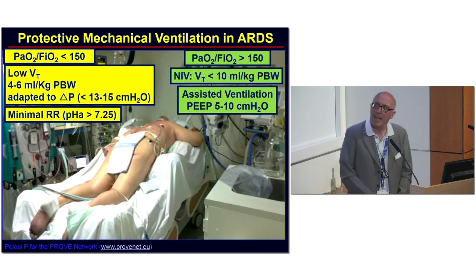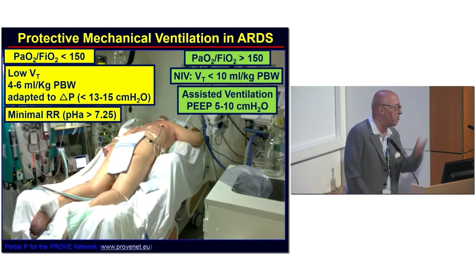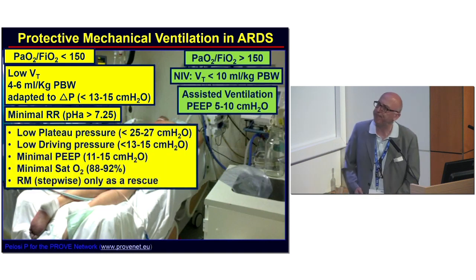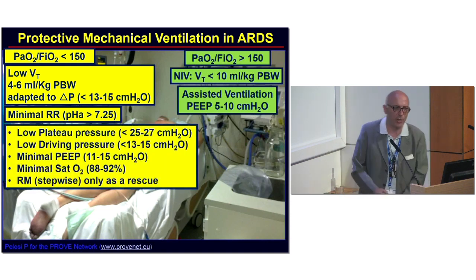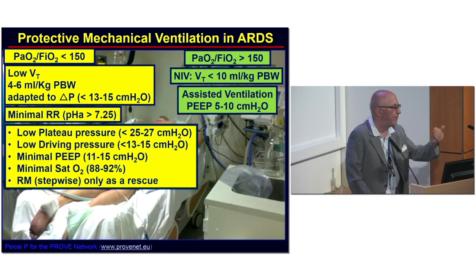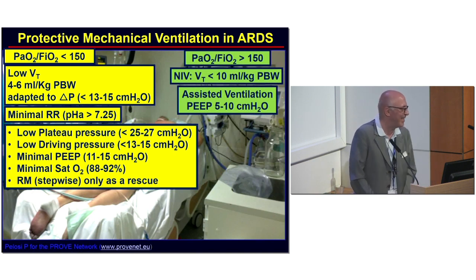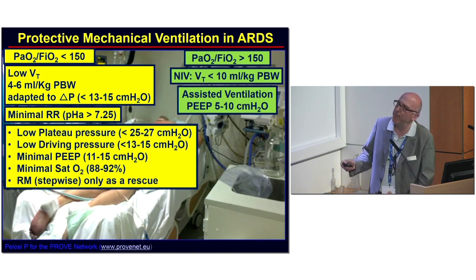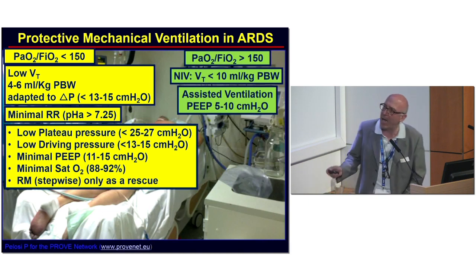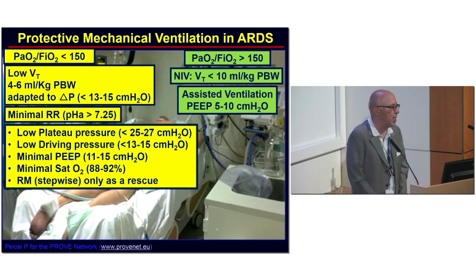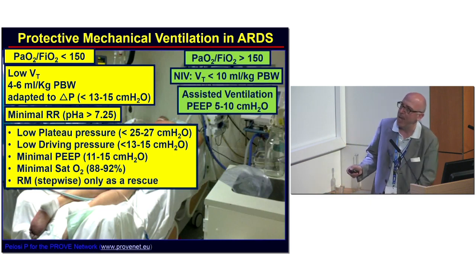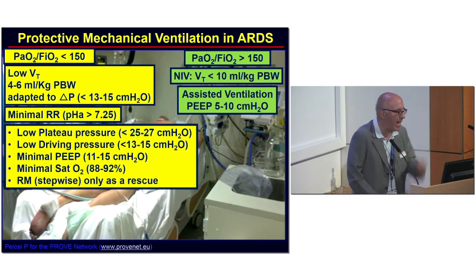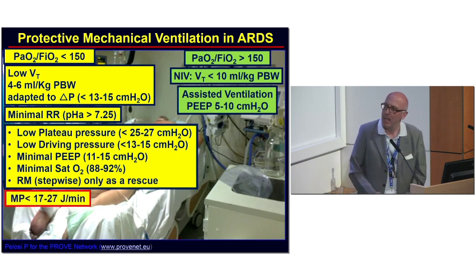Minimal respiratory rate to maintain a pH higher than 7.25 or 7.2, I would say. Low plateau pressure as much as we can, so this means that we have to reduce the PIP, we will discuss later. Low driving pressure according to the optimization of tidal volume. The minimal PIP between 11 to 15 according to the minimal saturation, so not the minimal driving pressure, but we will be for further discussion. And recruitment maneuver stepwise only as a rescue.